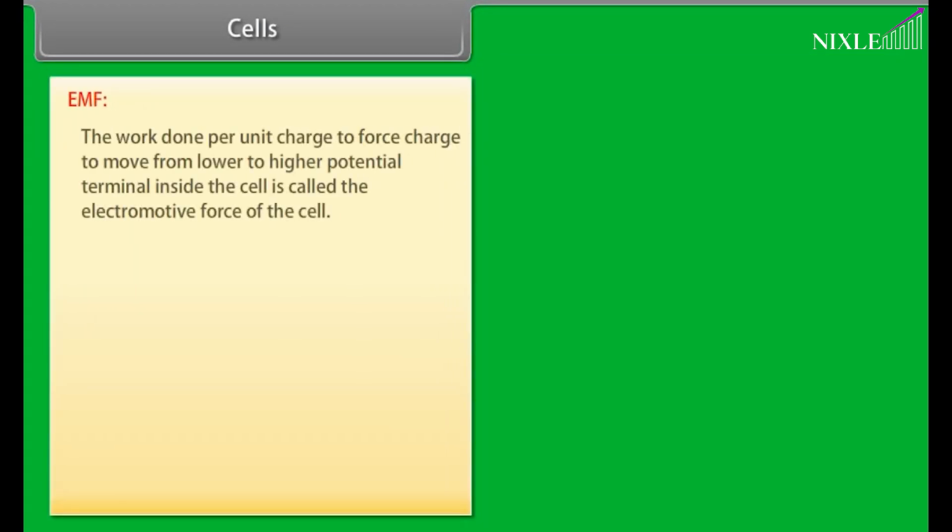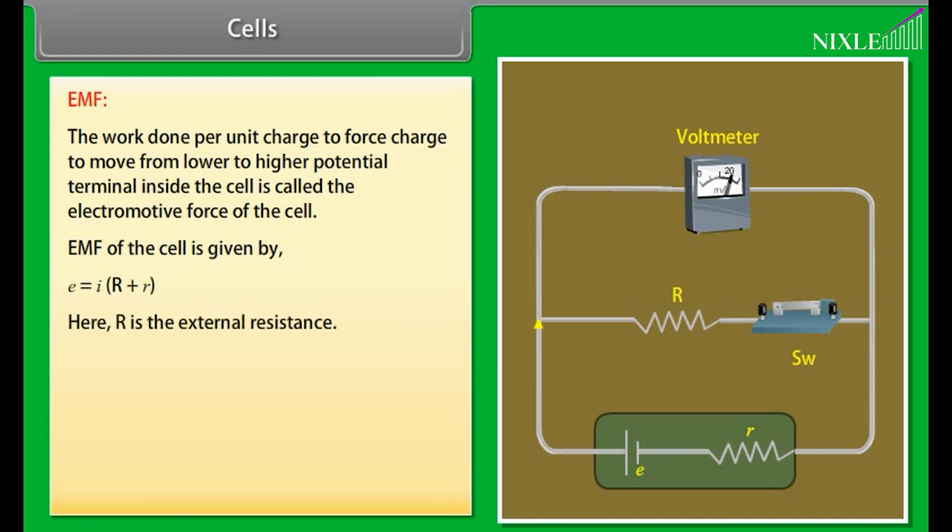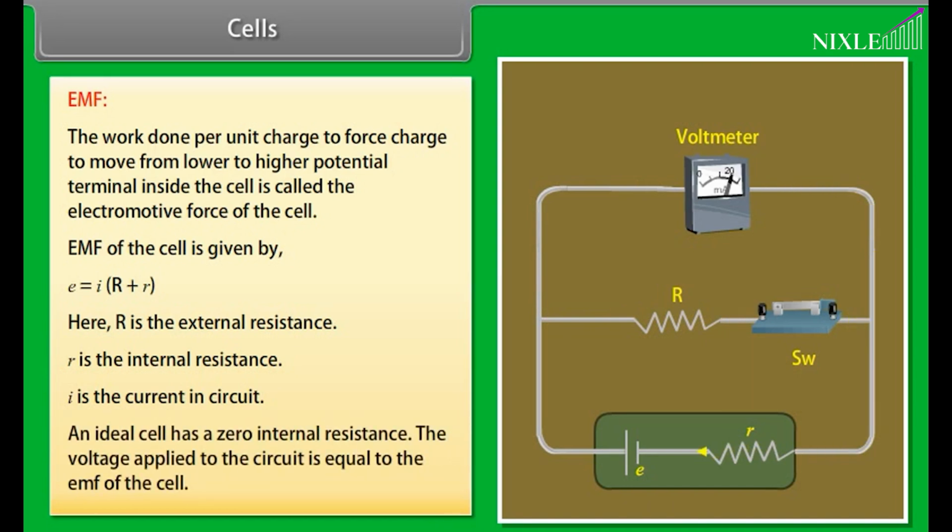EMF. The work done per unit charge to force charge to move from lower to higher potential terminal inside the cell is called the electromotive force of the cell. EMF of the cell is given by E is equal to I within parenthesis capital R plus small r. Here capital R is the external resistance, small r is the internal resistance, small I is the current in circuit. An ideal cell has a zero internal resistance. The voltage applied to the circuit is equal to the EMF of the cell.